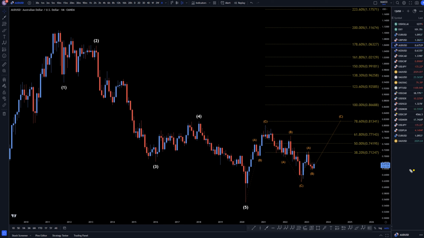Today is Wednesday, May 10th, and I'm going to be analyzing the Aussie US dollar, starting on the monthly, working my way down to the 1 hour time frame.